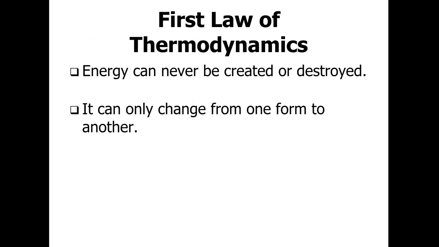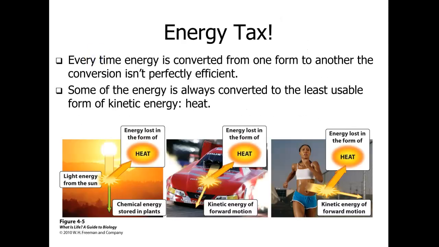So with this first law, it can only change from one form to another. And there is what we refer to as an energy tax. Every time energy is converted from one form to another, the conversion isn't perfect. Some of the energy is always going to be converted into the least usable form of kinetic energy, and that is heat. We lose a lot of energy through heat.